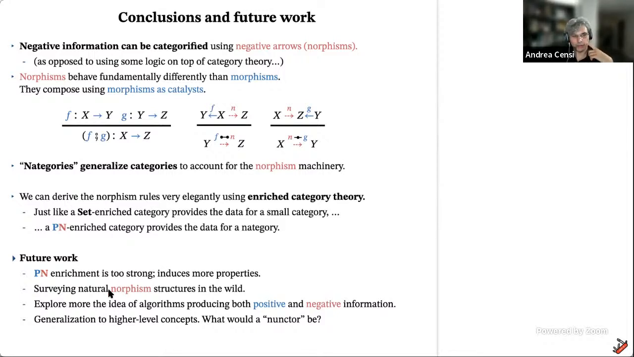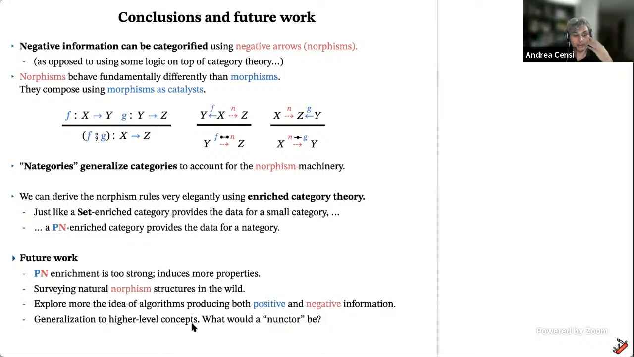We're in the process of surveying what the natural morphism structure is in the wild with the commonly used categories. And especially for applications, it's actually very fun to look at the algorithms and pinpoint where they're using positive and negative information.